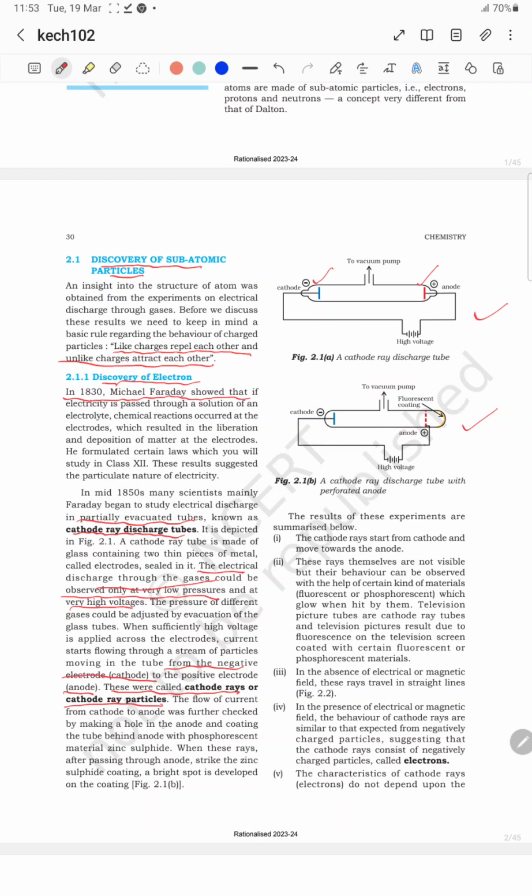The flow of current from cathode to anode was further checked by making a hole in the anode and coating the tube behind anode with phosphorescent material zinc sulfide. When these rays after passing through anode strike the zinc sulfide coating, a bright spot is developed on the coating.